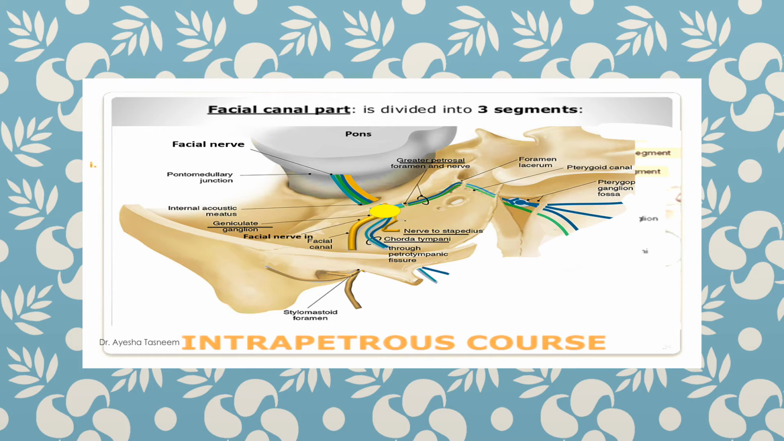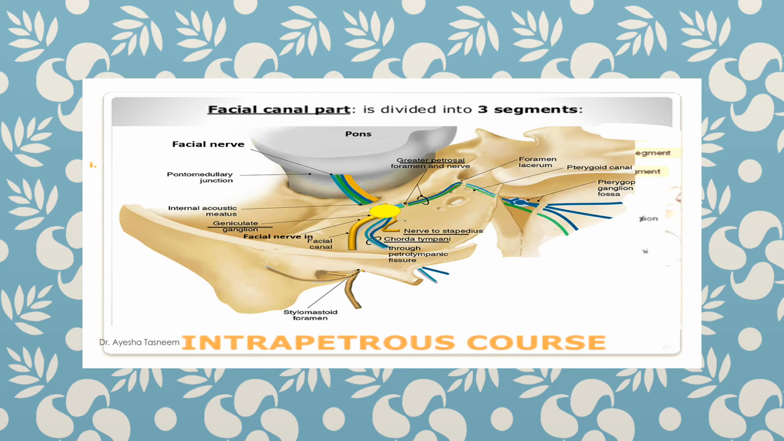Then it has the tympanic segment. Here it passes backwards in the medial wall of the middle ear till it reaches the posterior end of this wall. This is known as its horizontal part. You can see after the genu there is the horizontal part.